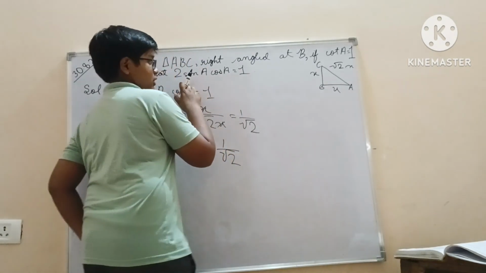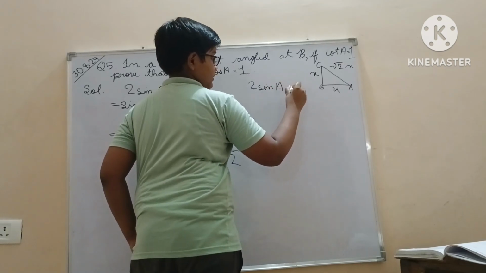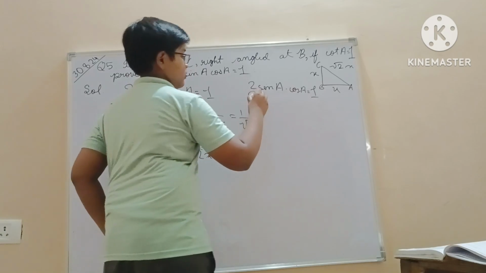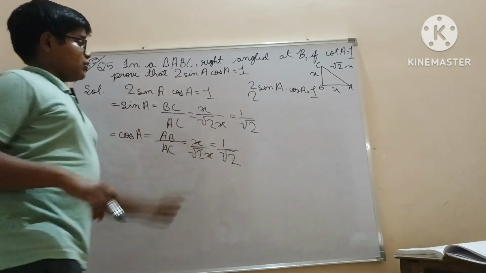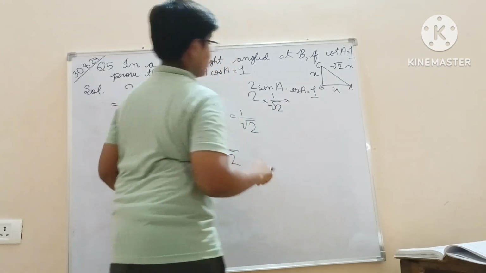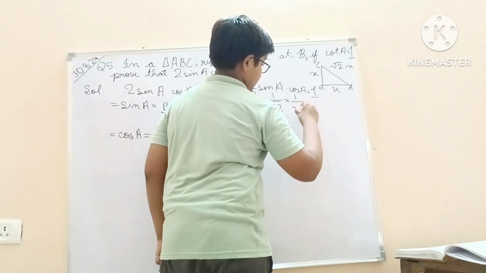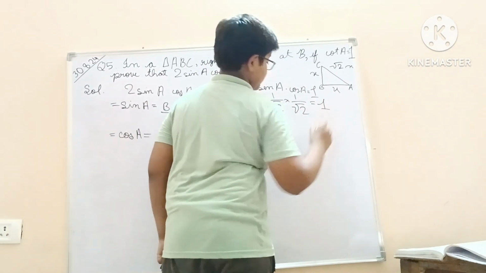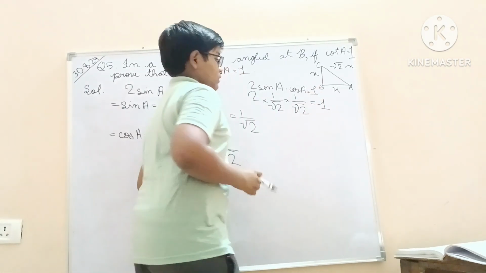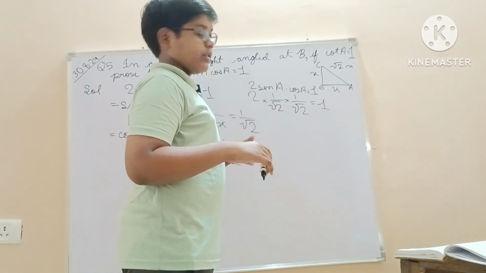Now we will prove this equation to be true, which is 2 sin A multiplied by cos A is equal to 1. Now the value of sin A is 1 by root 2, into cos A, whose value is 1 by root 2. So we will put here 1 by root 2, which will give us the answer of 1. So now we have got this as our equation by multiplying and simplifying everything.